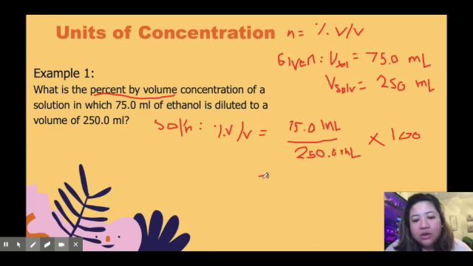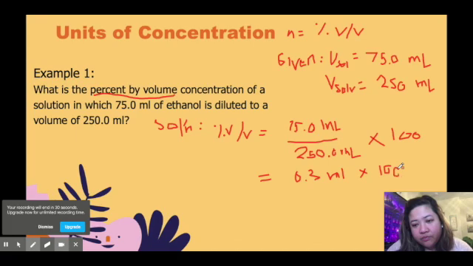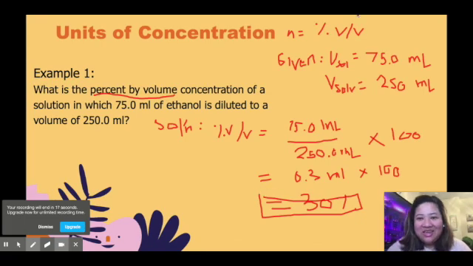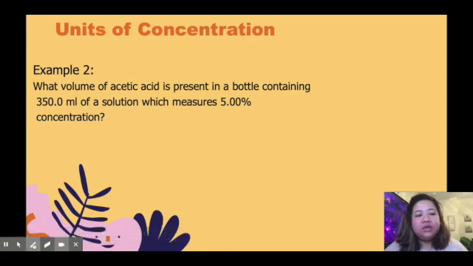Alright, so now in the calculator, 75.0 ml divided by 250.0 ml is 0.3. Times, of course, 100. So that is clearly 30%. So that is our final answer. The percent by volume is 30%. So that's it. Let's move on with our second example.